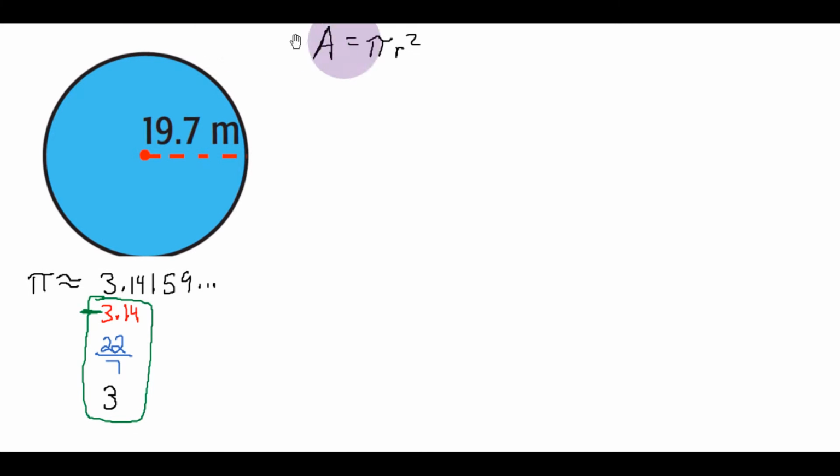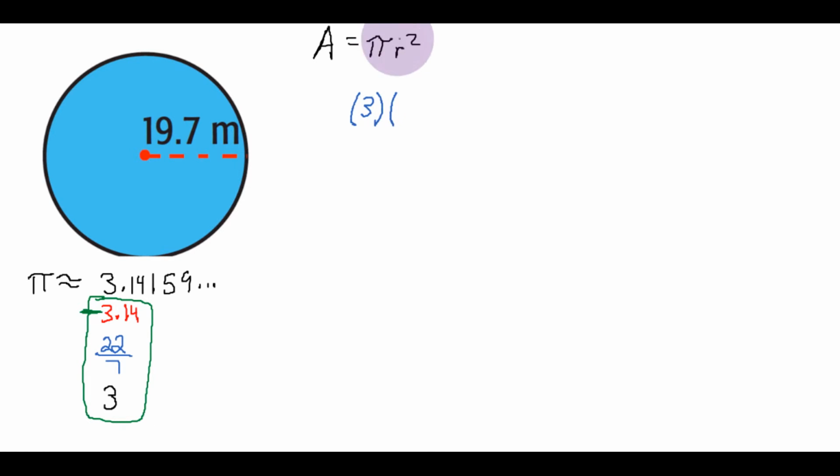Okay, so now let's substitute values into our formula. So I'm just going to make that formula visible, and let's change colors. So the first thing I want to do, since I'm estimating this value, I'm going to plug in 3 for pi, or substitute 3 in for that symbol pi, and I'm going to put parentheses around it because I'm going to multiply 3 times the radius here.